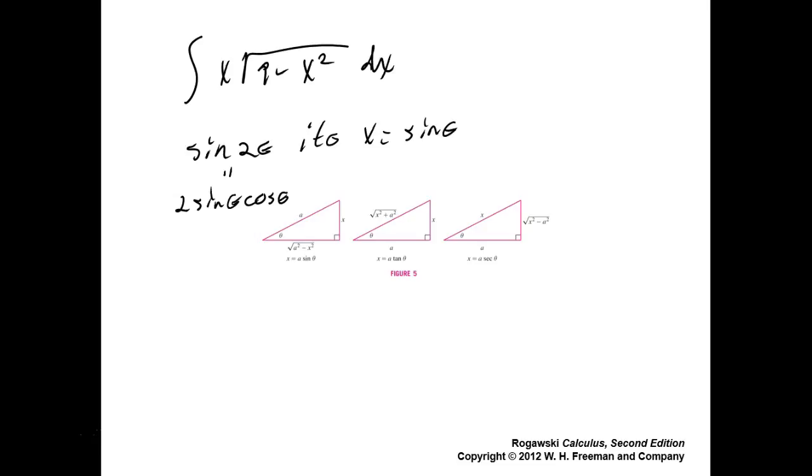Well, guess what? I could do part of it right now. This would be 2x, because that's what sine theta is, but now I've still got a cosine theta. I need to get that cosine theta in terms of x.